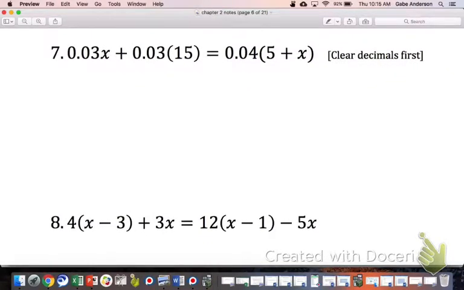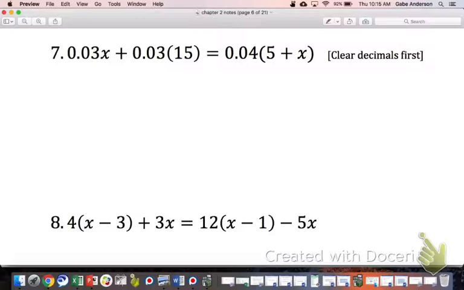We've got a bunch of decimals, and it says clear decimals first. So this is sort of like the one we just did. The other one, of course, said clear the fractions first. Isn't it true that a decimal is just like a different form of a fraction? So it's the same concept. I think you'll find this to be a little bit easier, though.